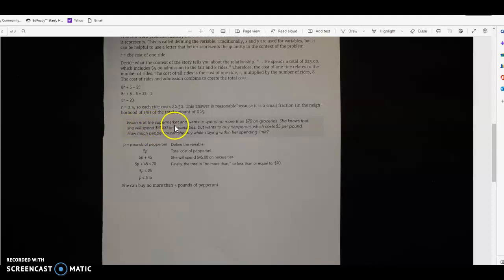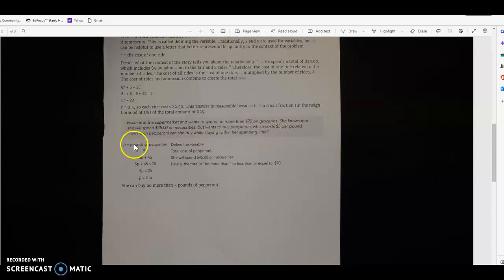It says Vivian is at the supermarket and wants to spend no more than $70 on groceries. So she can't spend more than $70. She can't spend $70 and even 1 cent extra. She knows that she will spend $45 on necessities, but wants to buy pepperoni, which costs $5 per pound. And she wants to know how much pepperoni she can buy while staying within her spending budget.